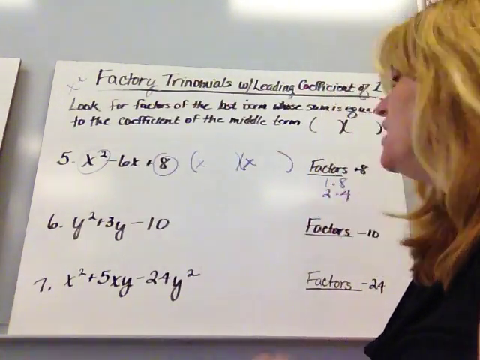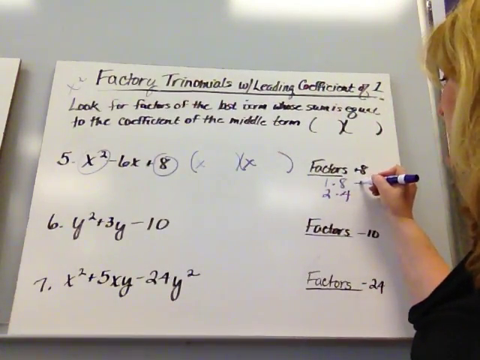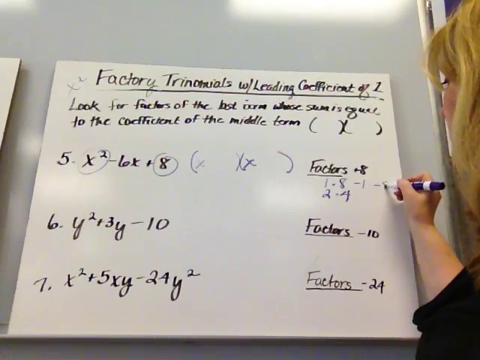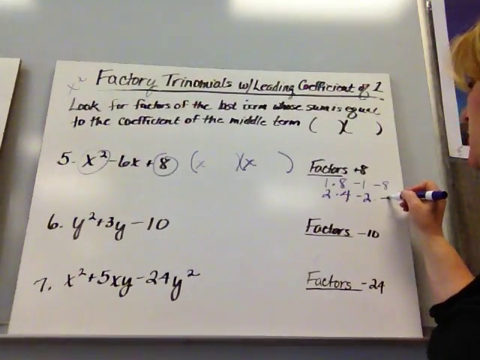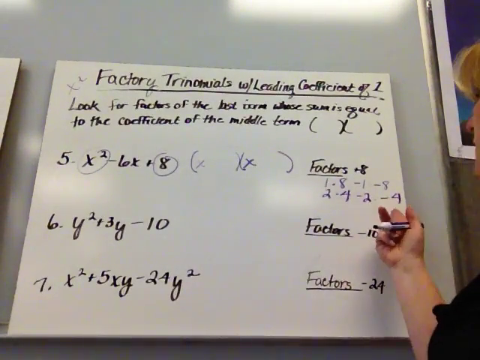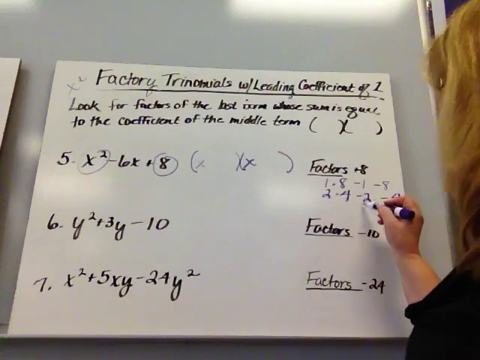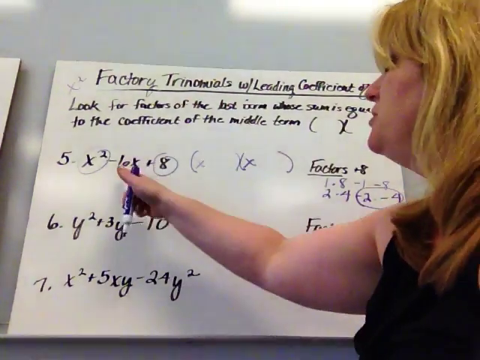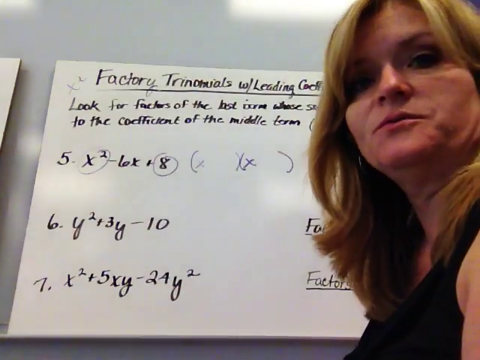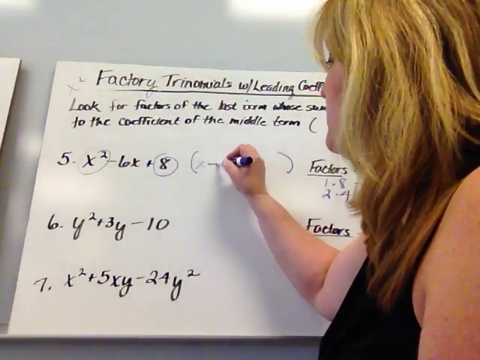It's a negative 6. So I said, oh, I could also have negative 1 times negative 8. That would give me a positive 8. I also could have negative 2 times negative 4 for factors. And if I look, I see these two right here will add up to negative 6. So those are the two I'm going to use. So I'm going to put them here.